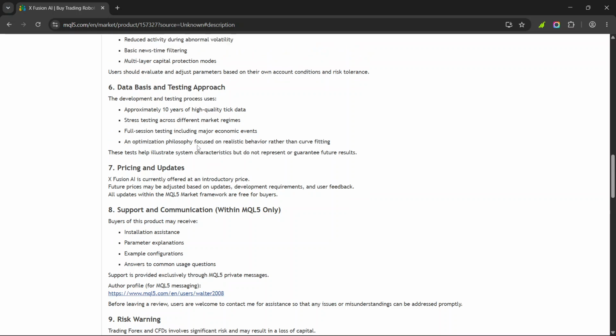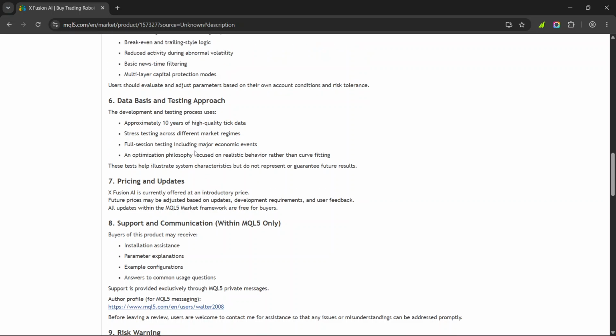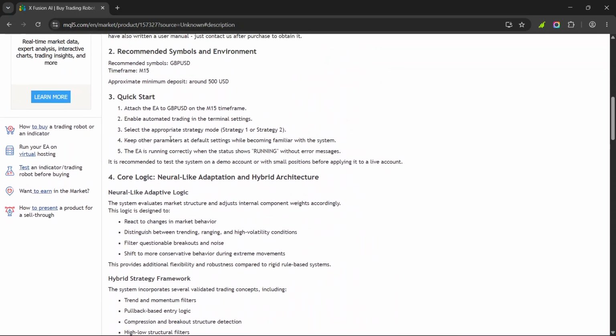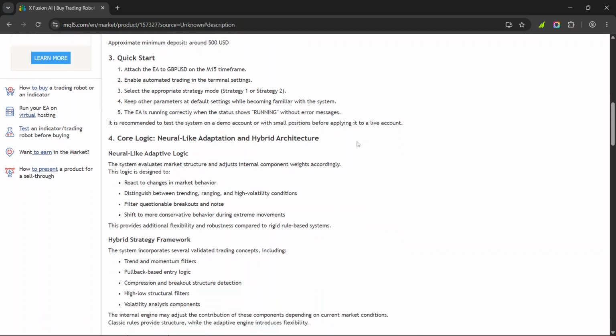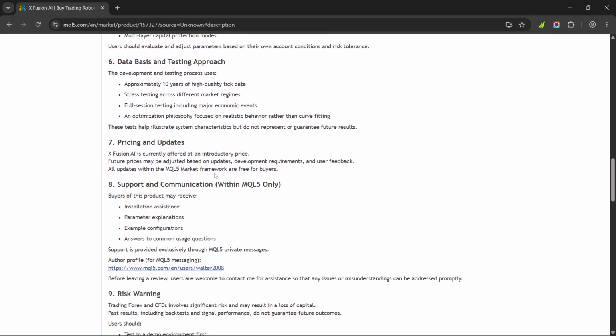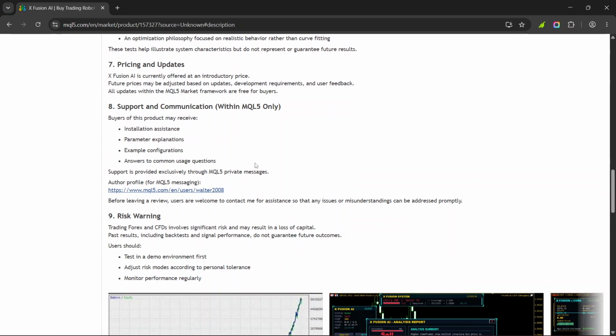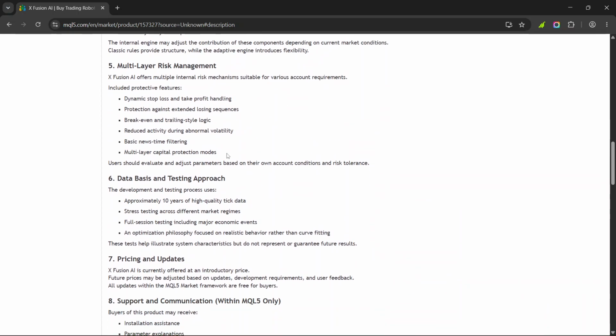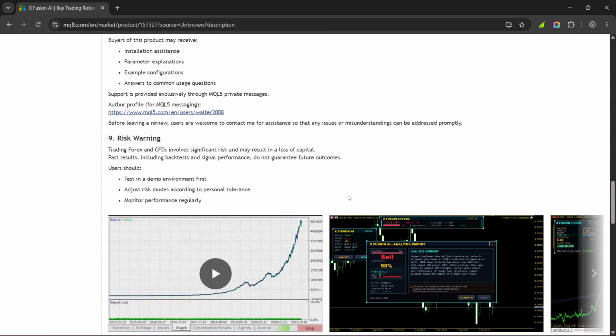Now, the recommended setup before we go into the backtesting. You can test it on Great British Pound USD on the M15 time frame and select the appropriate strategy. Keep other parameters at default. Now, let's go into the backtest. You can read everything on the EA on the page. You can find the link in the description.